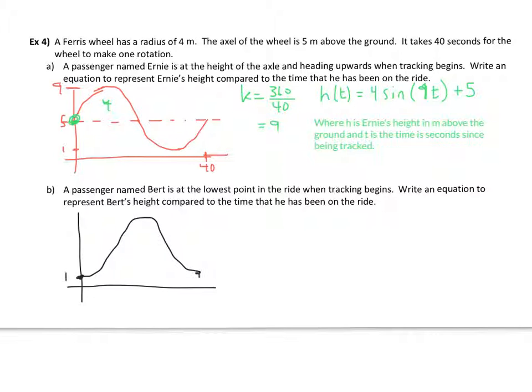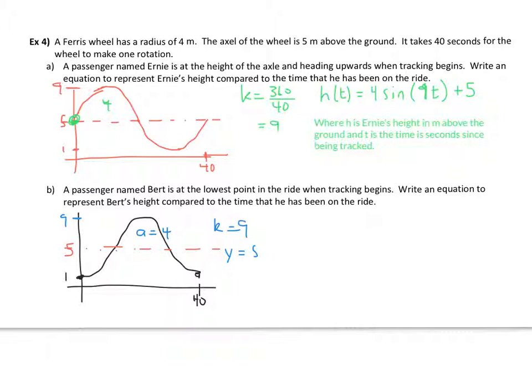Now it still takes 40 seconds, so my k value is not going to be any different. My axis of the curve, the middle point, will still be at 5. The maximum value will still be up here at 9. This means our amplitude has not changed. The amplitude is still 4. Our k is still 9. What else do we need? The axis of the curve is still y equals 5.